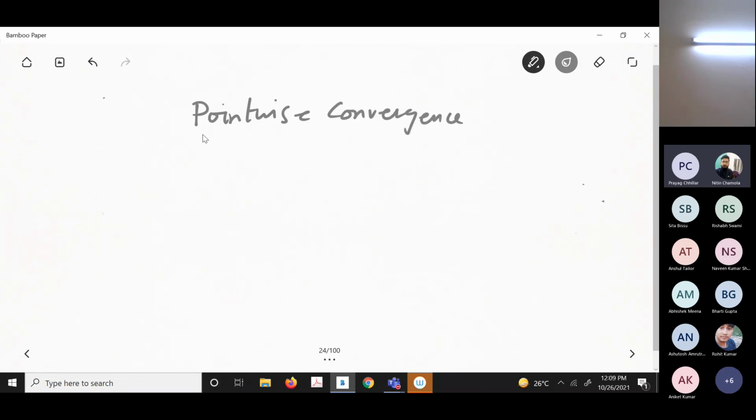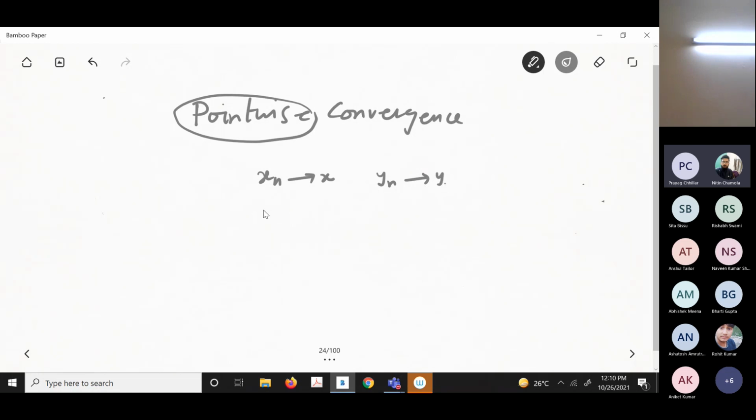These two are also important in measure theory. Pointwise convergence. Now look, first I am not working with functions. First, let me take two real sequences, xn goes to x and yn goes to y.